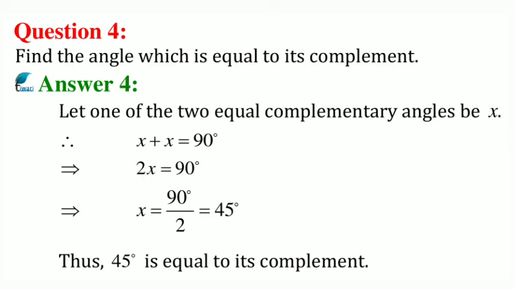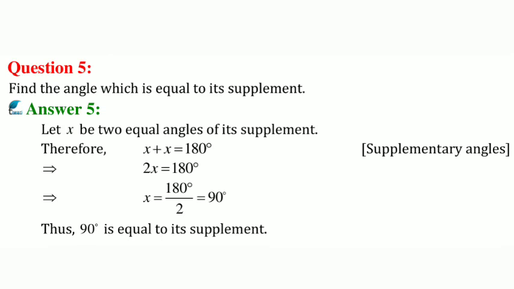Similarly in the fifth question also, take the combination of two angles to be 180 degrees because you need the supplement. So x plus x gives you 180, so that will be 2x equals 180. So x equals 90 degrees. Thus 90 degrees is equal to its supplement.